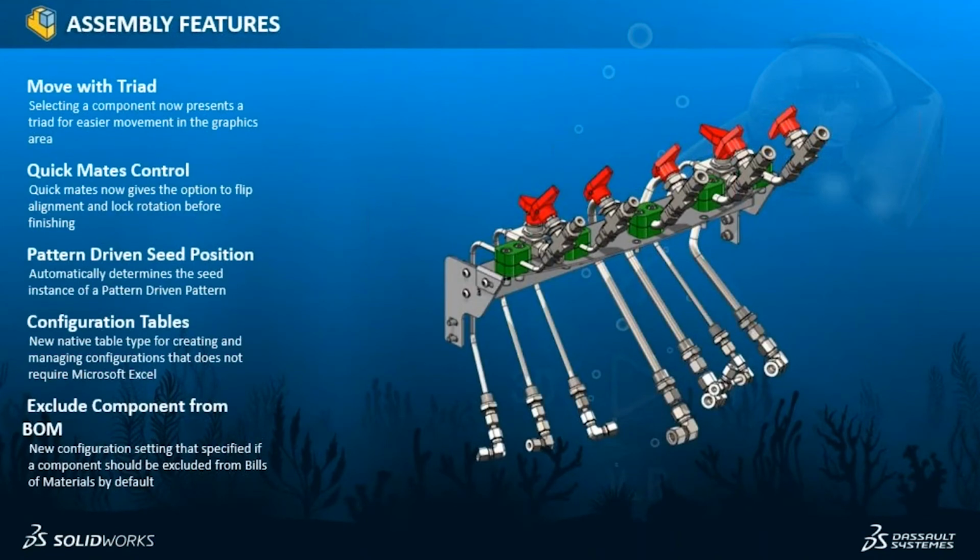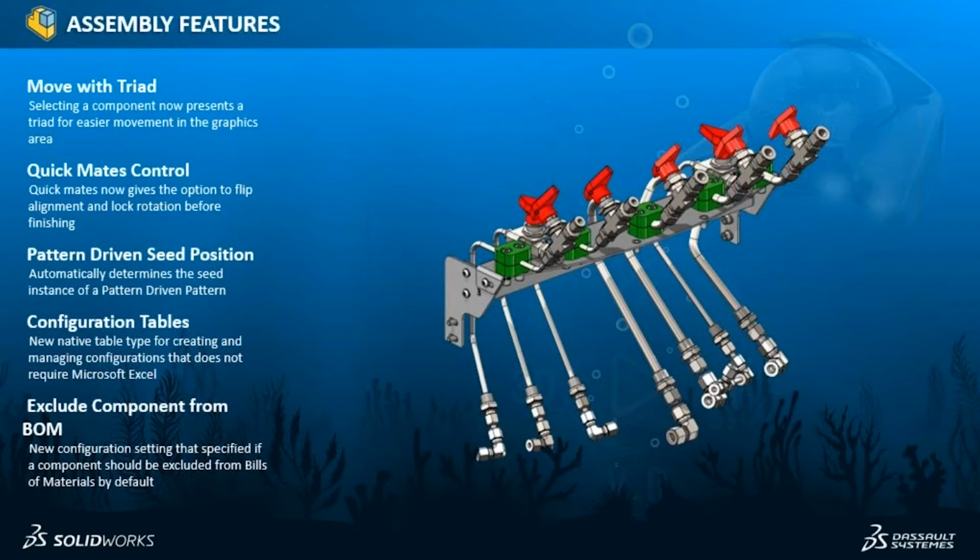Now, from a usability standpoint, when we're in assemblies, we're always looking to make things faster and quicker and easier. So what we have here is an option to move with a triad. This is pretty nice. You'll see it's just our standard XYZ triad, really easy to use. Almost like a cursor that pops up, you can just drag things and move it. So keep your eye on the triad.